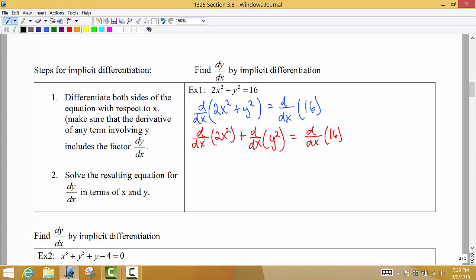Well, what's the derivative of 2x squared with respect to x? We've been doing that all along. That's just the power rule. That's 4x.